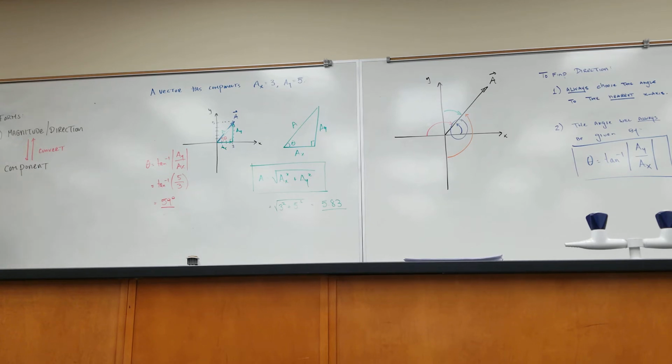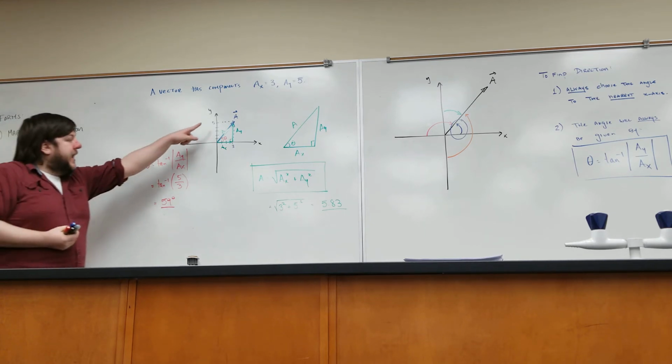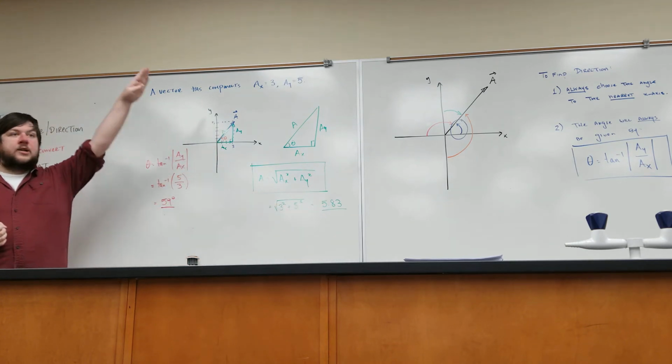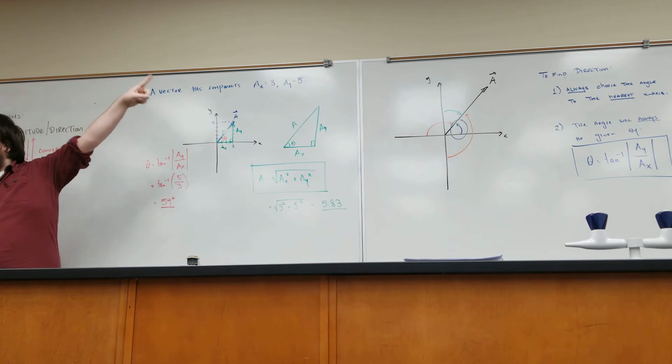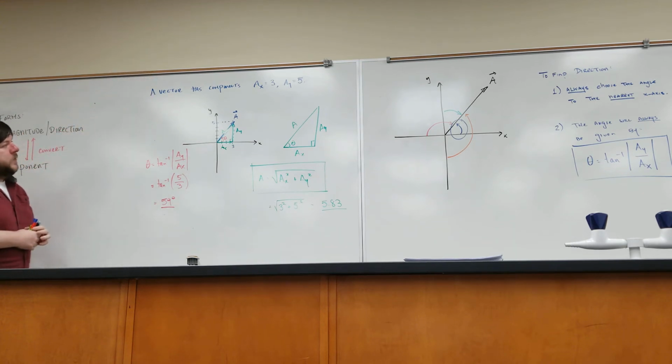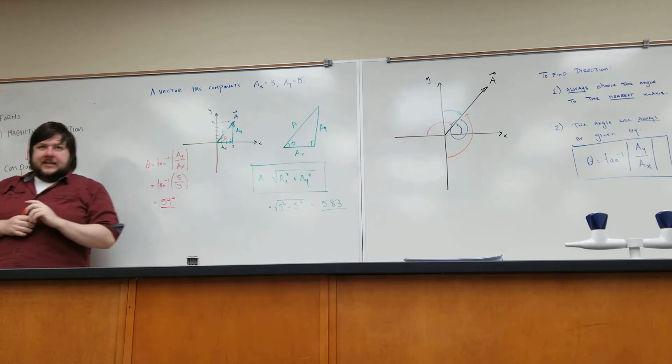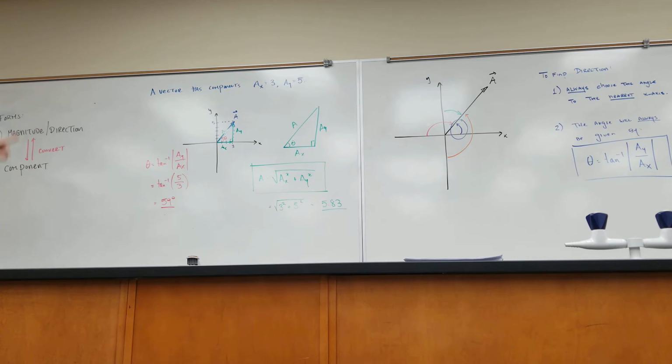There's your magnitude and your direction. Vector A has a magnitude of 5.83 and it points at an angle of 59 degrees above the x-axis. Okay? You can also say that that's counterclockwise measured from the x-axis, however you want to say it. 59 degrees above the x-axis.